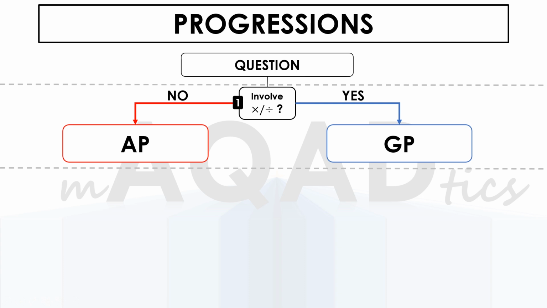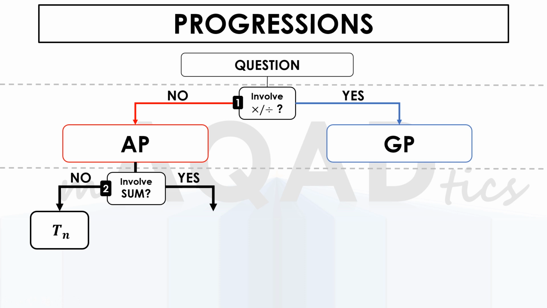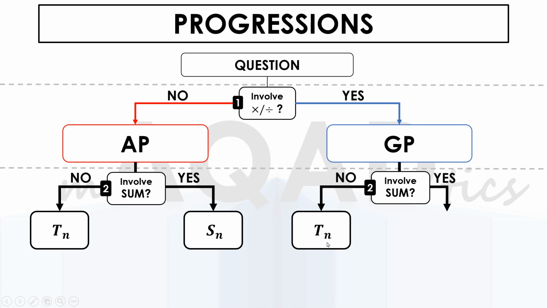And the second question you need to ask yourself is, to find that certain value that the question requires, does it involve finding the sum or the total? If no, means we use Tn. If yes, we use Sn. Same question applies to GP as well. If it does not involve sum, it will be Tn.